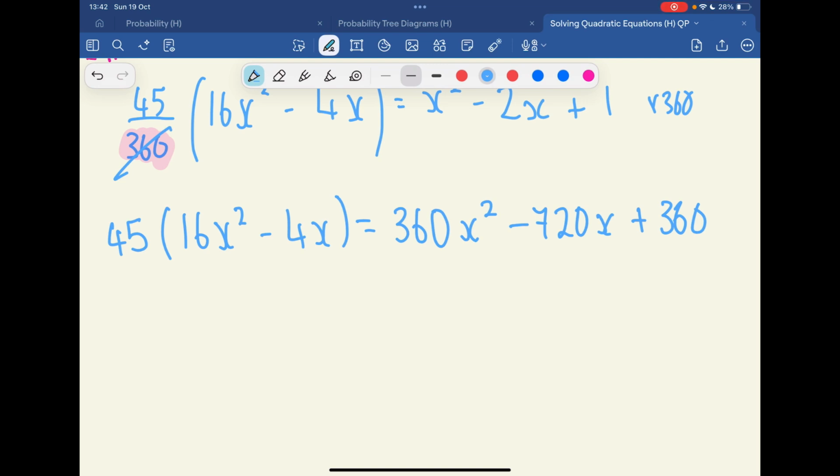Then what we just want to keep looking for is common factors that we can keep simplifying this down. So I know that 15 goes into all of these numbers, possibly even a bigger one. But you don't have to do everything in one go. We can start with 15. So 45 divided by 15 is 3. So now we've got 3, 16x squared minus 4x. 360 divided by 15 is 24.